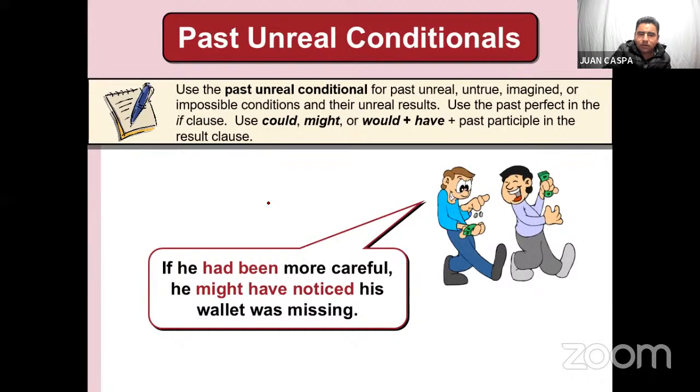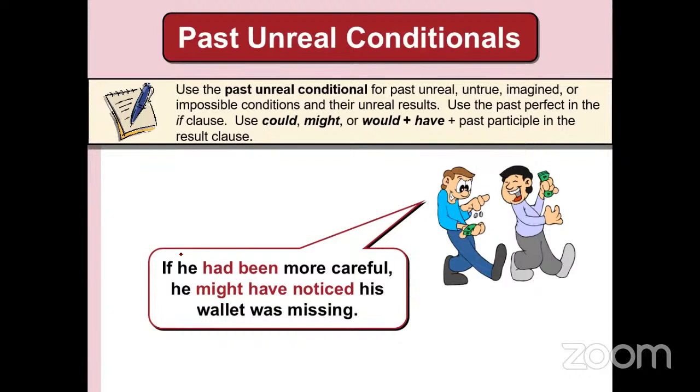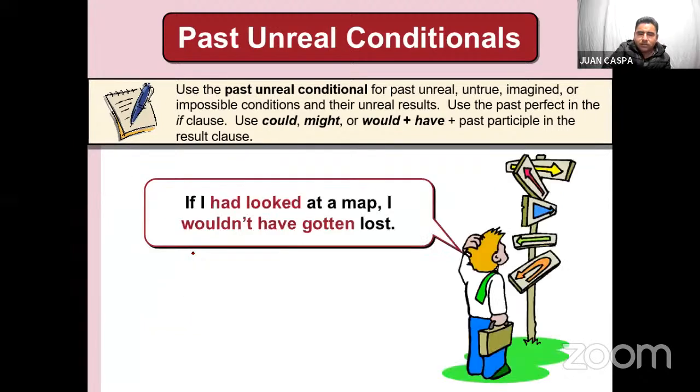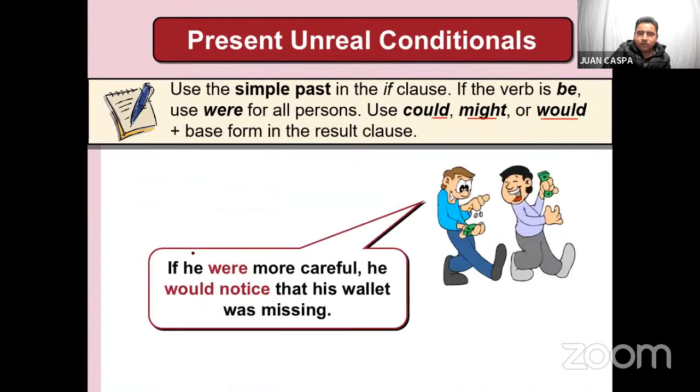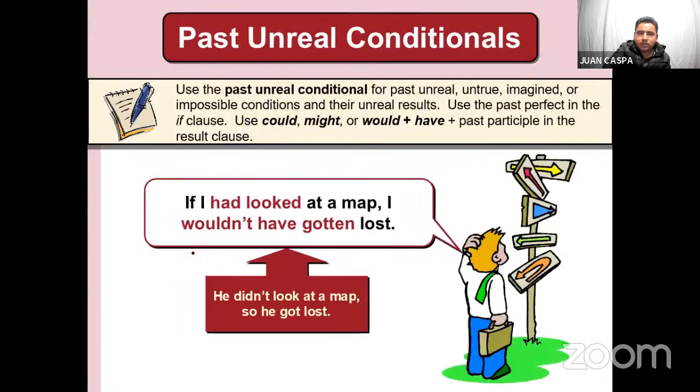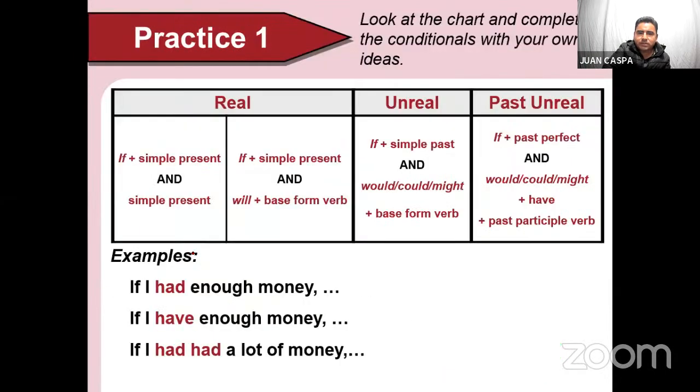If he had been more careful. So let's read this one, please, Noelia. If he had been more careful, he might have noticed his wallet was missing. Yes, right. Something similar like this. If we were more careful, this is present unreal conditional, but this is the other one, past unreal conditional. There we have something else.